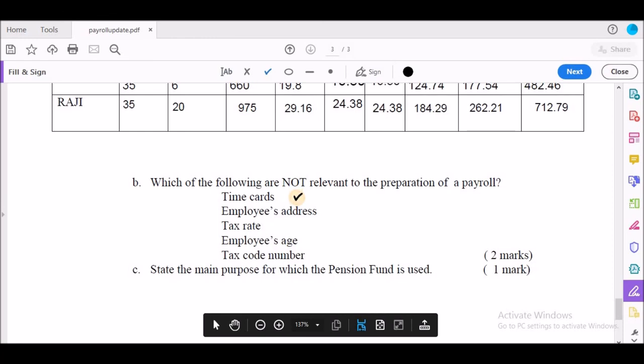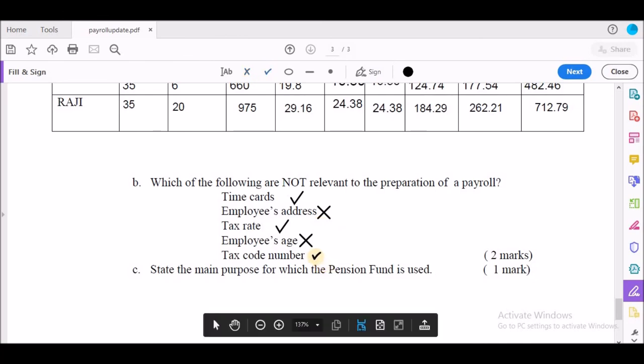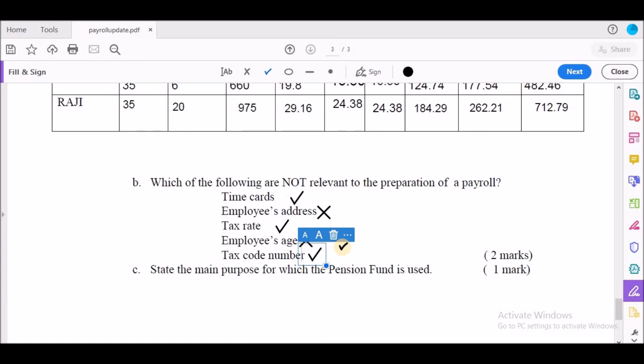Alright, so which of the following are not relevant to the preparation of a payroll? Alright, so time cards are important. The time cards basically show the hours worked, like a punch card that persons will have. The address, no, because for preparation you're going to have no for the address. But tax rate is important. Employee age, no, because that should not be a factor. And then tax code number, each person has a tax number. In Jamaica, we use TRN. In your neck of the woods, I'm not sure. Social security number for persons in the US.